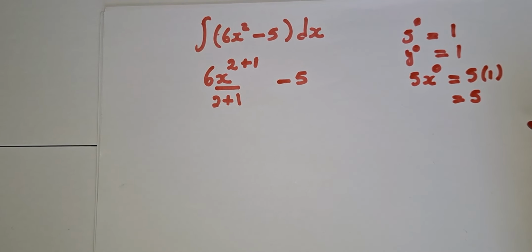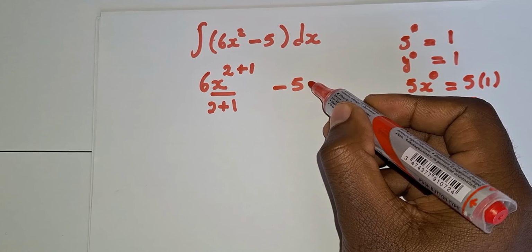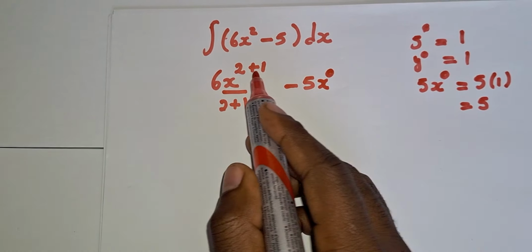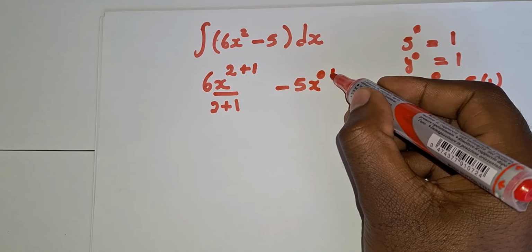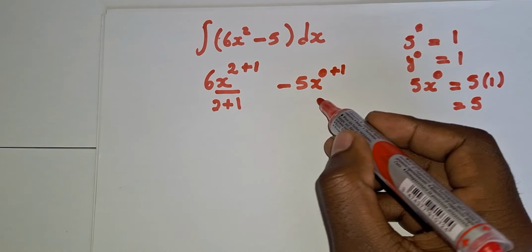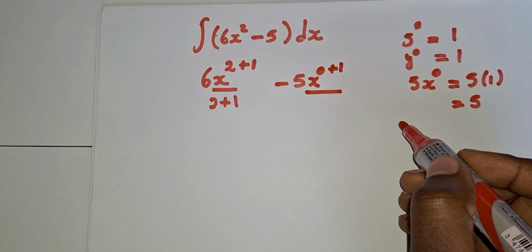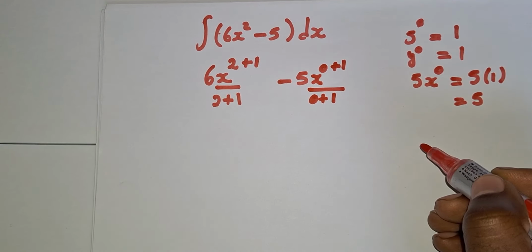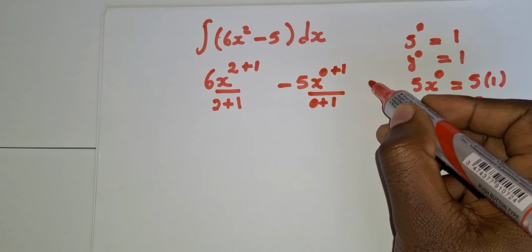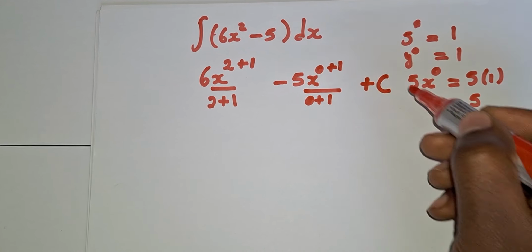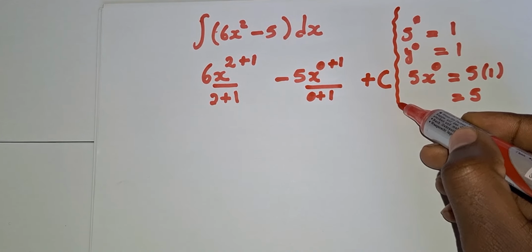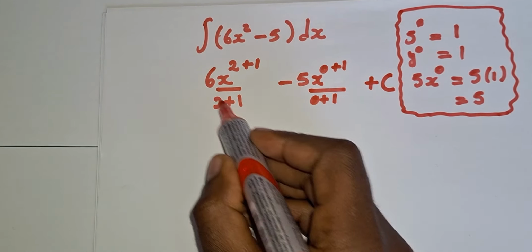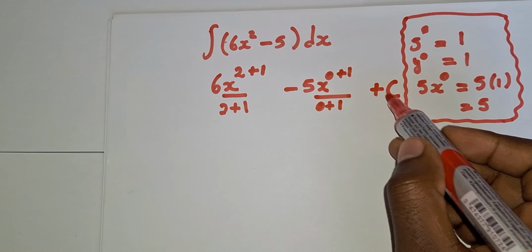So we are safe to say that where we see 5, we have 5x to the power 0, right? Then we do the same thing as we did in the first term, where we add 1 to integrate. And whatever we do on the exponent, we always do in the denominator. We'll say 0 plus 1. After that, we add all these terms with a constant c. Let's not confuse these ones. These ones here are just my expressions.